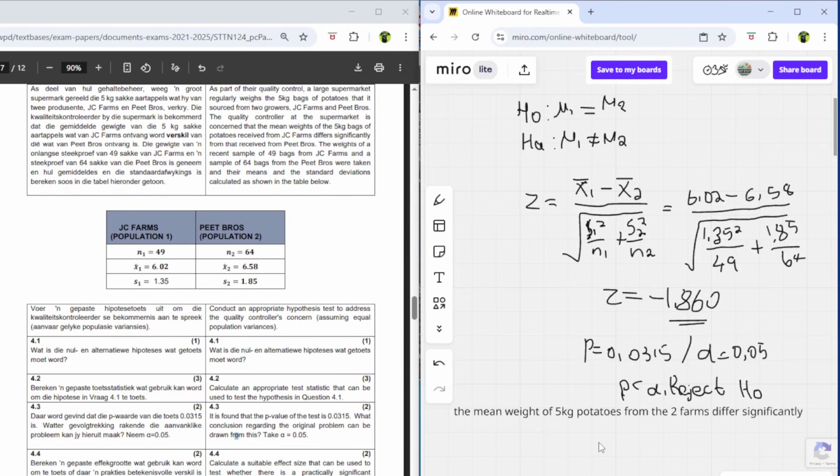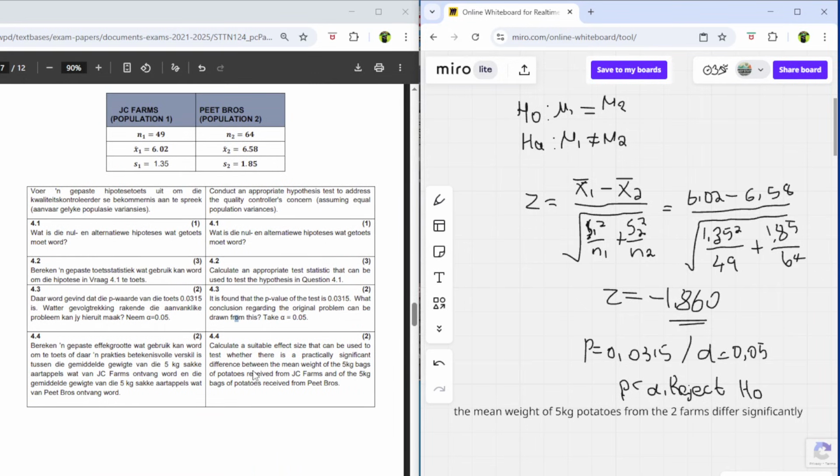When you write your conclusions, they can be written differently, but they mean the same thing. Someone might say there is enough evidence to say the mean weight of 5 kg potatoes from JC Farms and Pete Bros are different. I wanted to write it in an easier way, saying from the two farms. We know the two farms we're dealing with are JC Farms and Pete Bros, but I advise you to write it in full. I'm just saving time because we still have more questions. So that is question 4.3, and that's how you answer it.